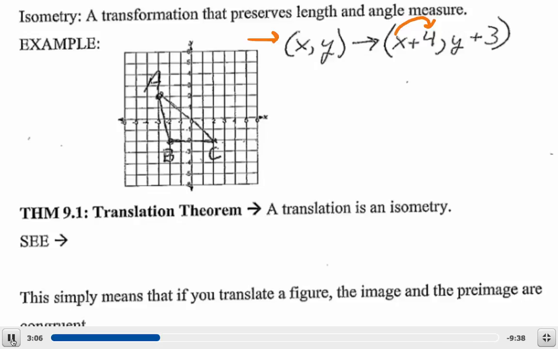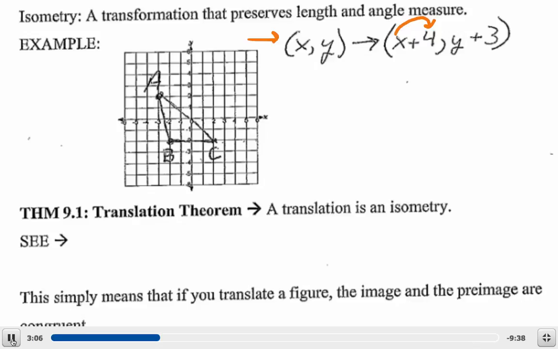So this is an isometry, and this would be the pre-image down here, and this up here would be the image. Okay, and we said that an isometry preserves length and angle measure, and that this example is an isometry. That's a new vocab word that you're going to want to get down. So we're going to move on to theorem 9.1 that says that a translation is an isometry.